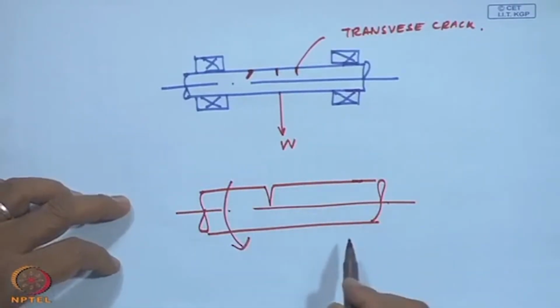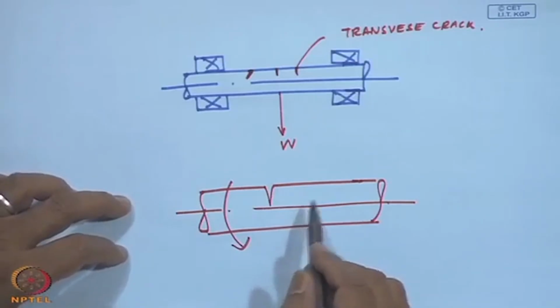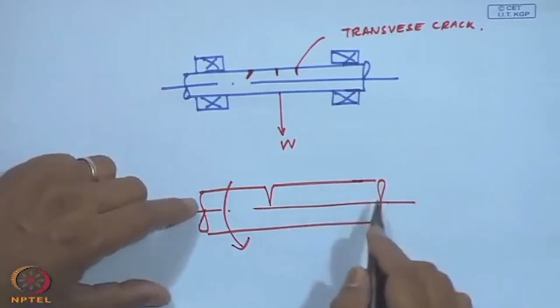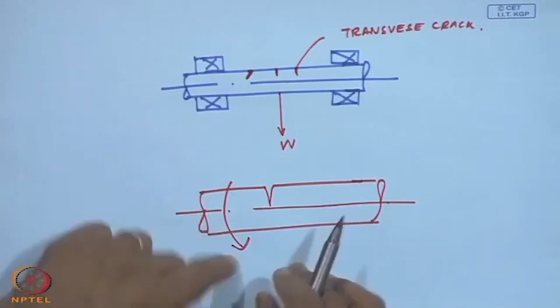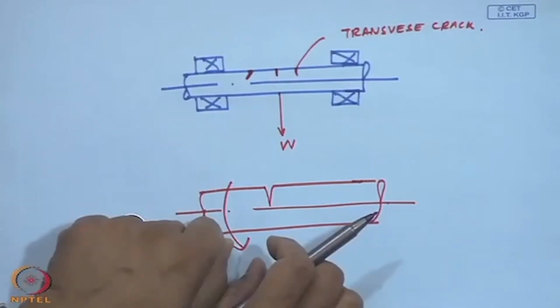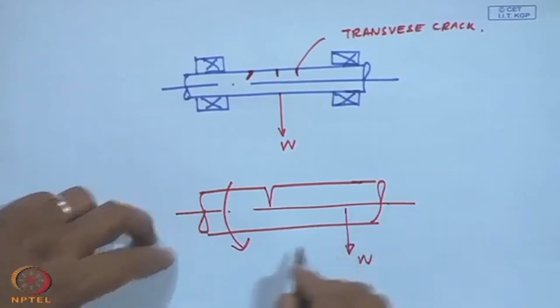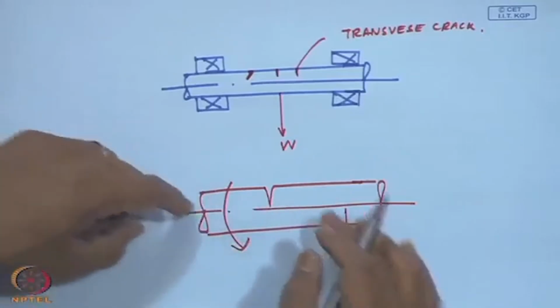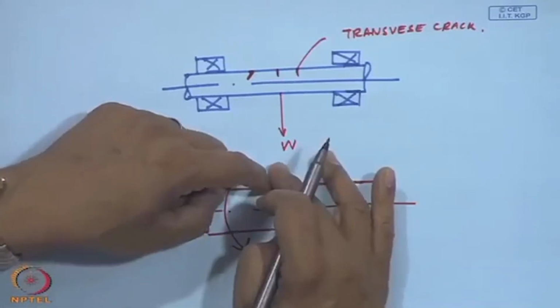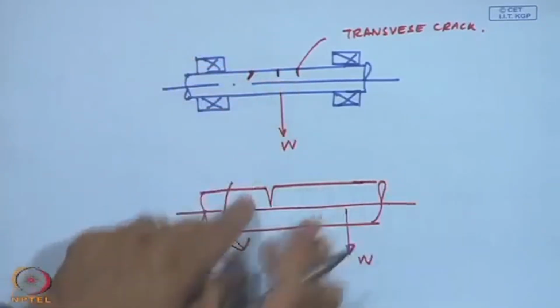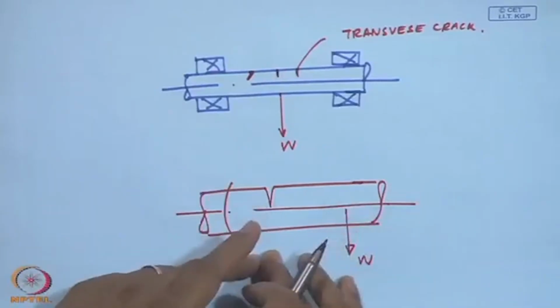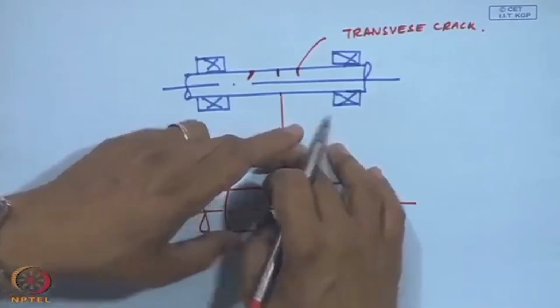so each time, the shaft with the crack is rotating. Once it comes to the bottom, because of the loads, it is going to close. Suppose there is a strong load here. It is going to open and close. Once it goes to the top, this crack is going to open, and again it comes down, it will close. It goes up, it will open.